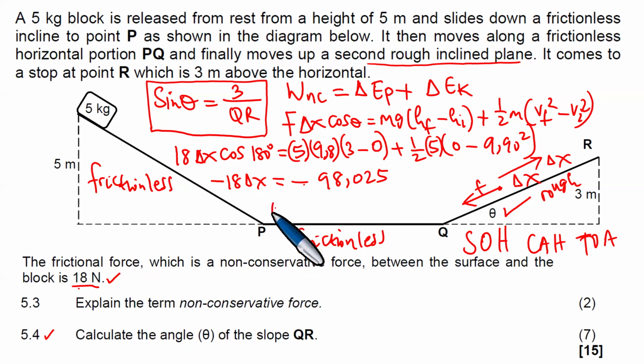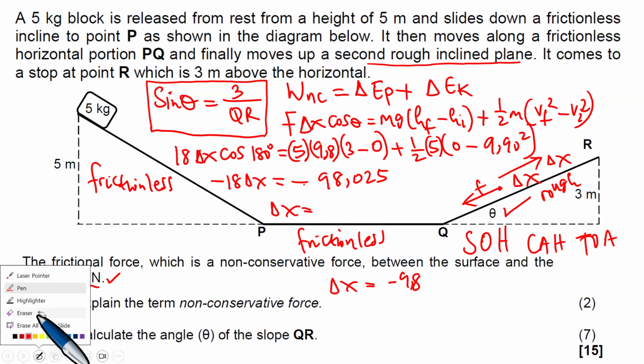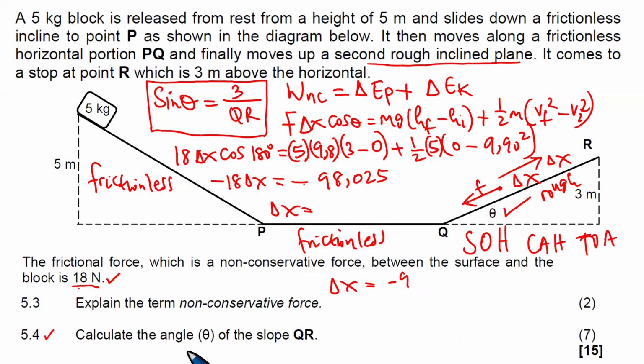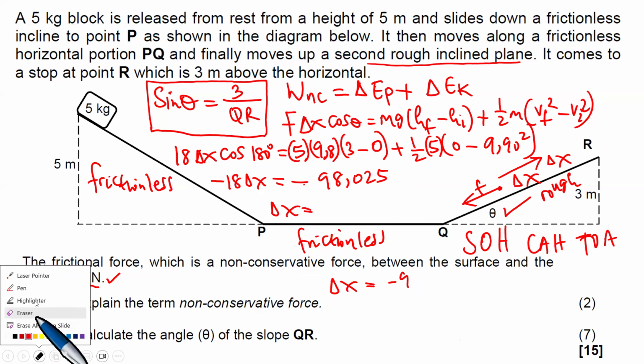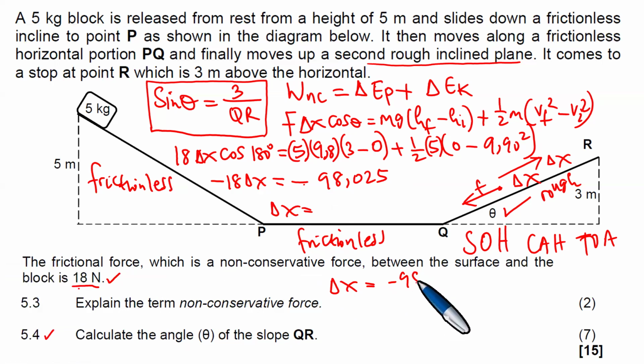Okay, want to get delta x? You can do it here. So delta x is minus 98. Okay, let's write clearly. So we have minus 98.025 divided by minus 18. And we get the answer.